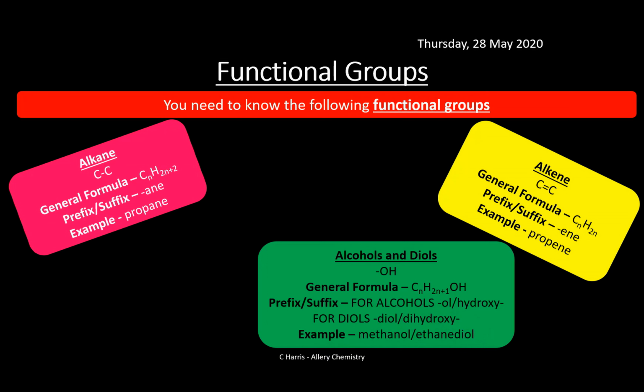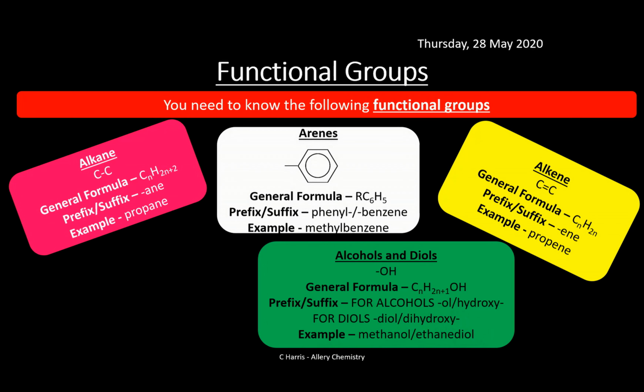Okay, so arenes. Arenes, you can see here that we have the benzene molecule there. Arenes are anything with the benzene in there, we have this group that's just flicking off here. This is the methyl group at the end there. Okay, so the general formula is RC6H5, whatever this could be. This could be an alkyl group, sorry, not a methyl group. Prefix or suffix, phenyl or benzene is how we would name it. An example would be methylbenzene.